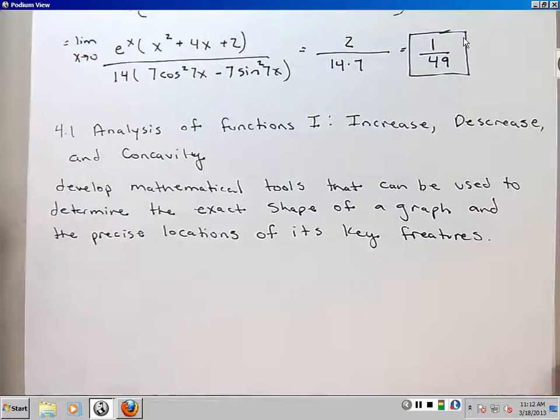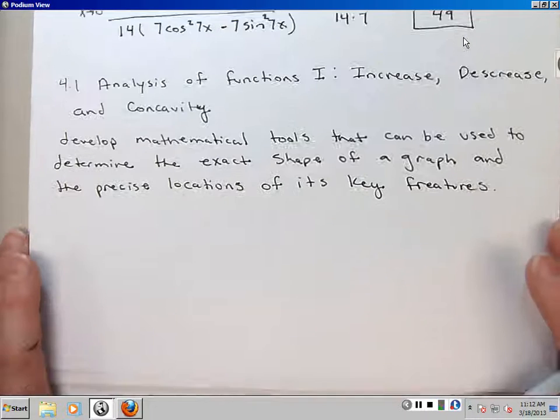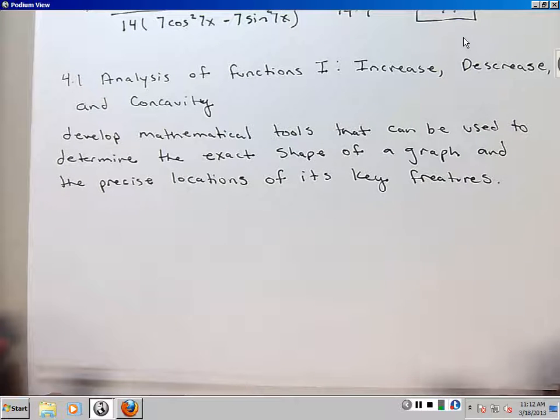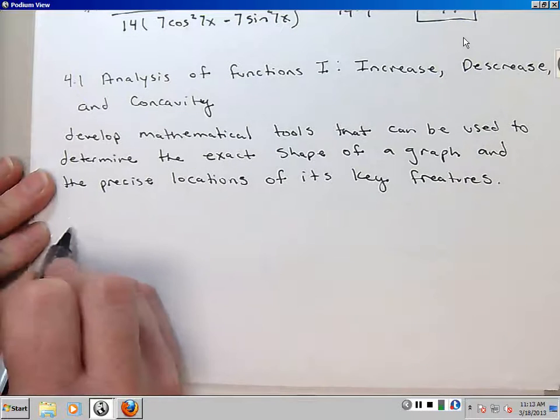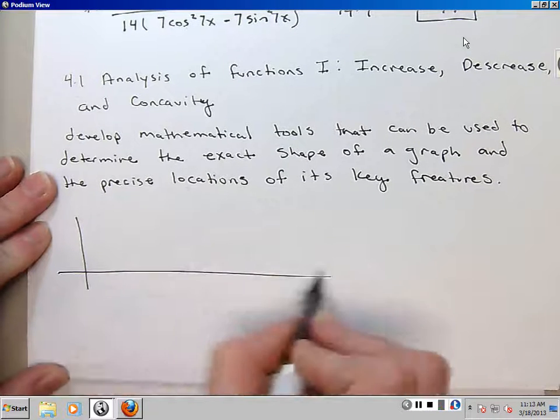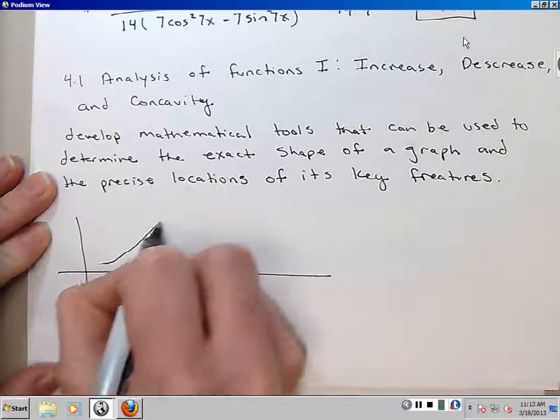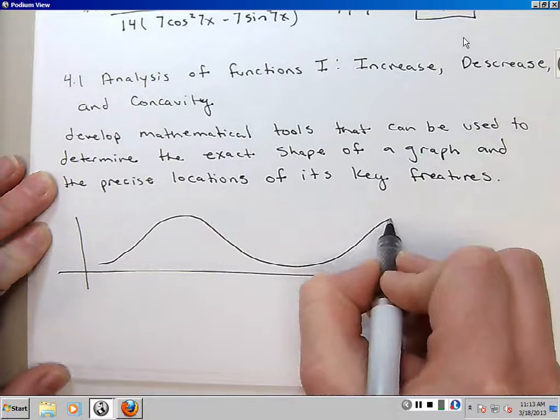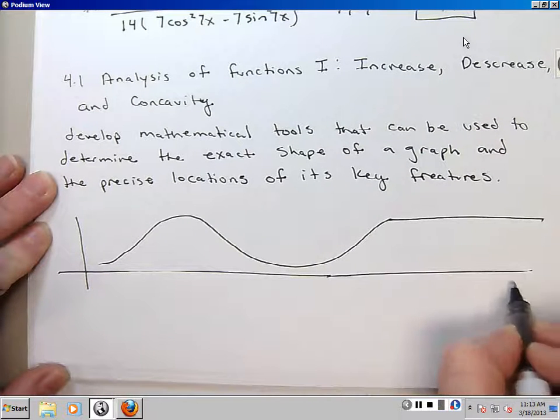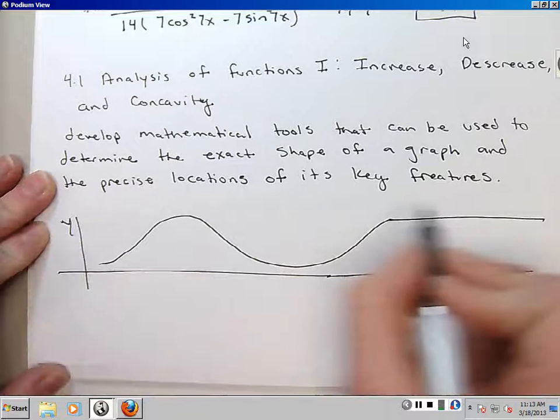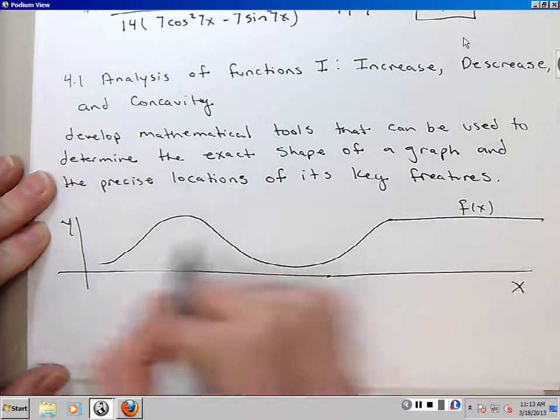So we're going to ask, where are the critical points? Where are the inflection points? But we haven't quite got to what a critical point is or what an inflection point is. So if we think of a graph real quick, if I graph a function, some polynomial, the x-axis, the y-axis, some function of x.